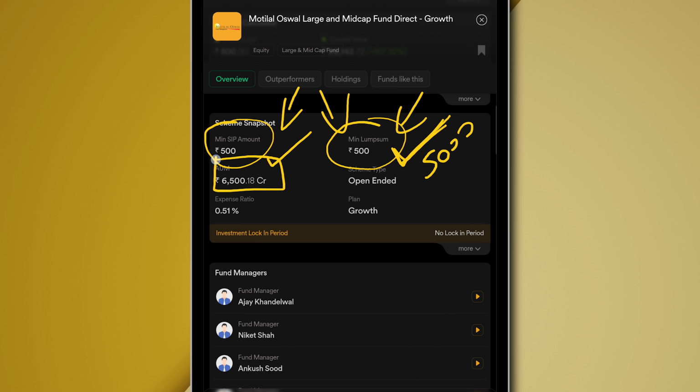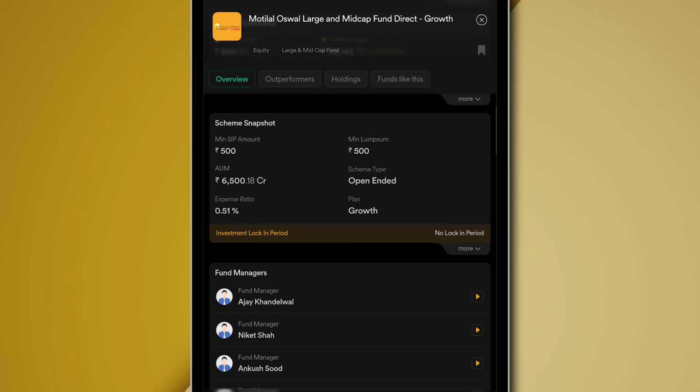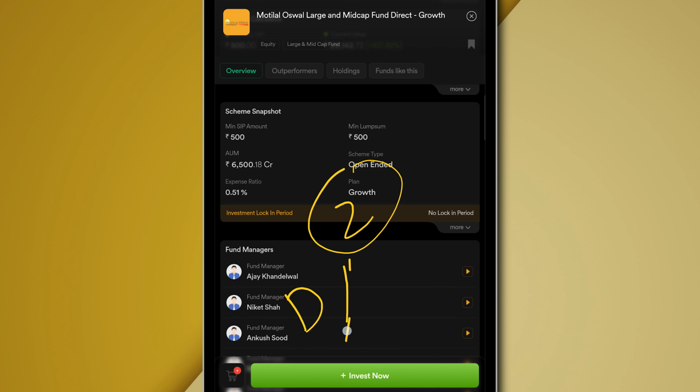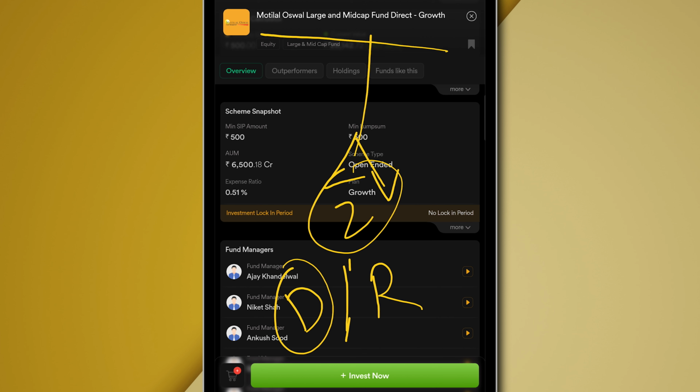The AUM of the fund is seen here, so they are managing 6,500 crores. The scheme is open-ended, which means we can invest and leave anytime. The expense ratio is 0.51%, and this is because this is a direct fund, as I mentioned. There are two types of mutual funds: direct funds and regular funds. Every scheme exists in both these types. Direct funds means that you are directly buying from the company and no agent margin or commission is being added.